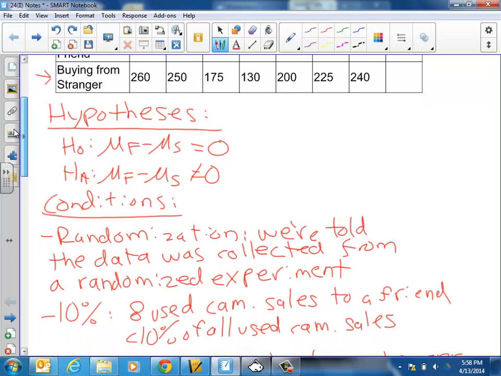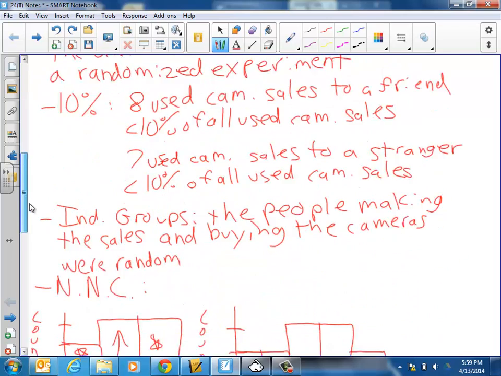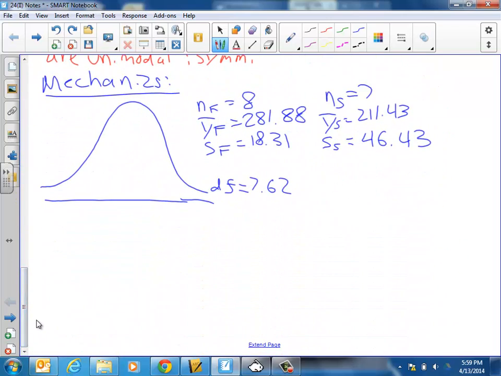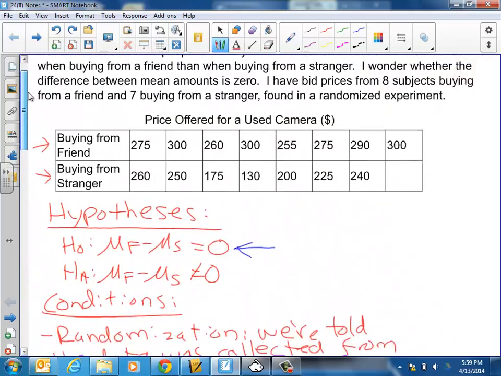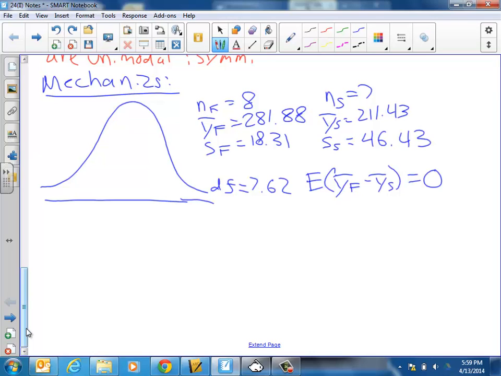When we set up the hypotheses, we made an assumption about how the means of all the sales from friend to friend and all the sales from stranger to stranger with used cameras would look. We assumed that difference would be 0. So the expected value of y bar sub f minus y bar sub s should be 0. If we assume that the populations don't differ with respect to their means, we should assume that samples in general will not differ either, right? So we're going to set the center of this t-distribution at 0.